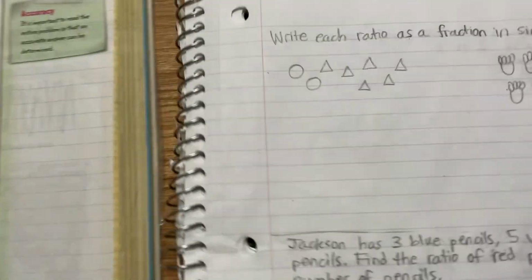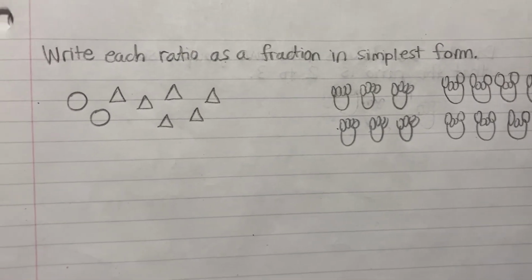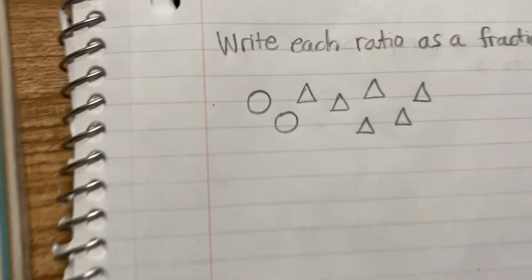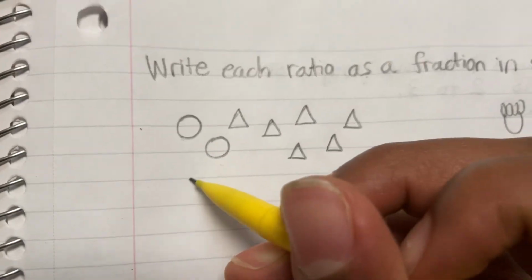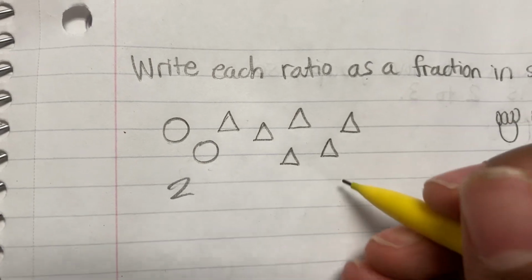So now that you understand what a ratio is, you could do problems with it. In this one, they're asking you to write each ratio as a fraction in simplest form. Here, what do you see? You see 2 circles. And how many triangles? 6 triangles.